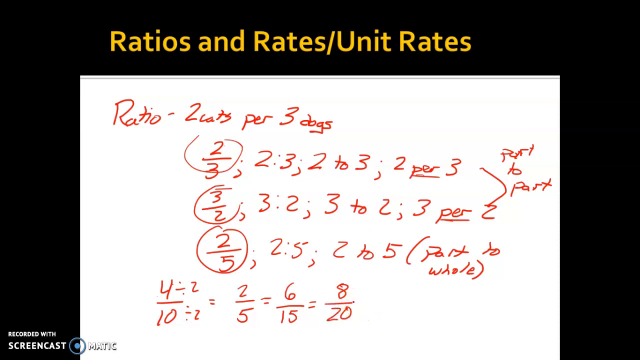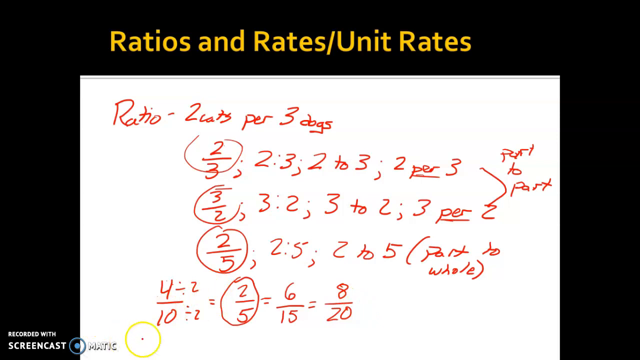Okay? And the cool thing about these is all of these ratios would reduce to the simplest form of that if we did it. Okay, so just a quick review of ratios. Then we have rates, right? And rates are just a type of ratio. Don't let it confuse you. Rates are just a different type of ratio.